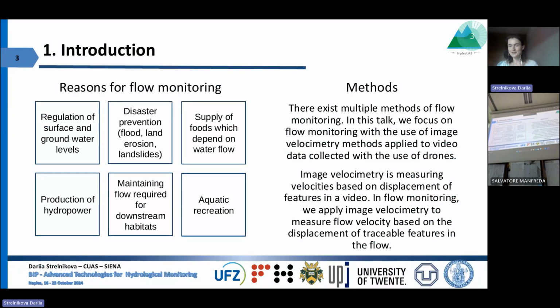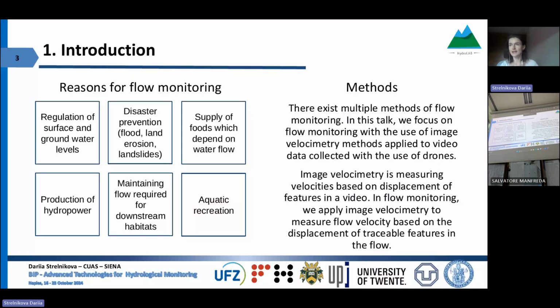What are the reasons for flow monitoring? Of course, the main idea is people like to understand and control things around them, and the regulation of surface and groundwater levels are naturally the important idea that motivates the flow monitoring. This leads us to the possibility to prevent disasters, or at least to minimize their negative impact. We have been affected in Europe by very severe floods in the recent weeks here in the north of Austria, in Poland, and some other areas. So, of course, it's very important if we can minimize the effects of such events, or if we can prevent them in the best case.